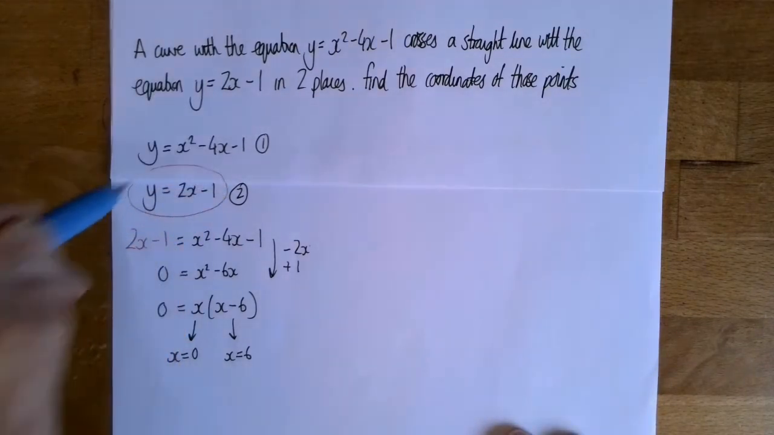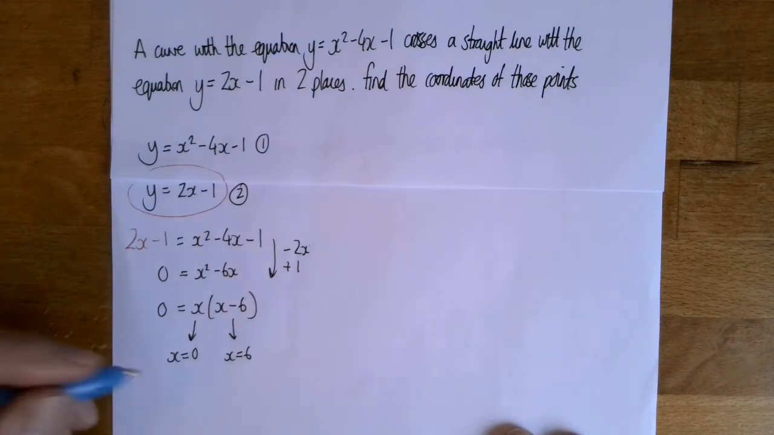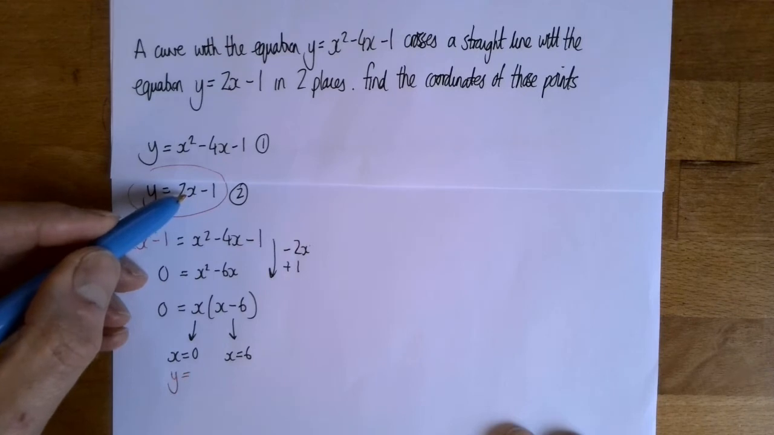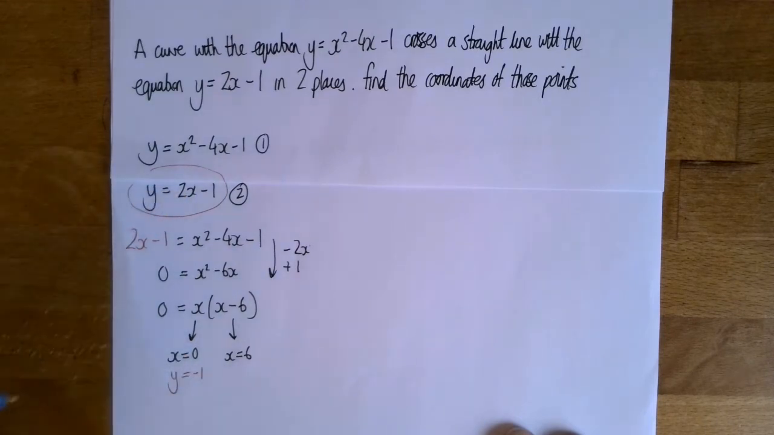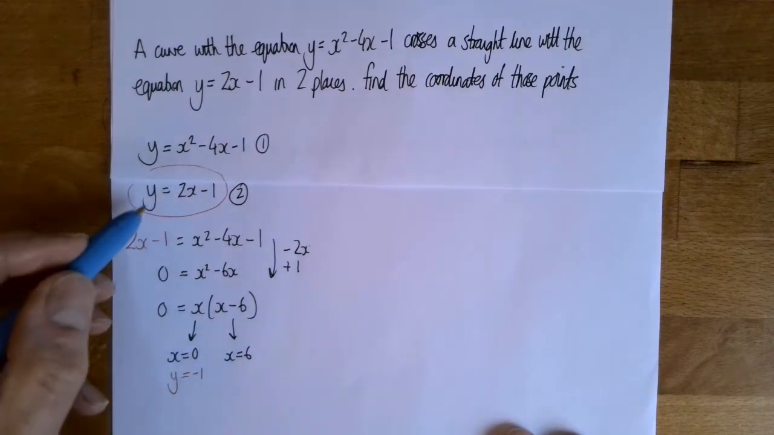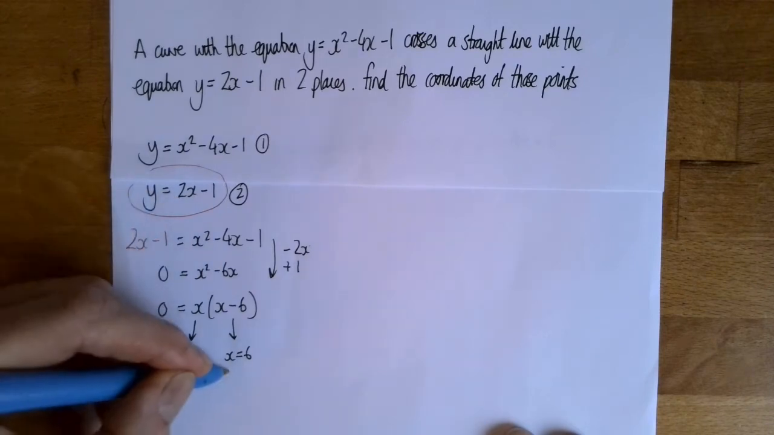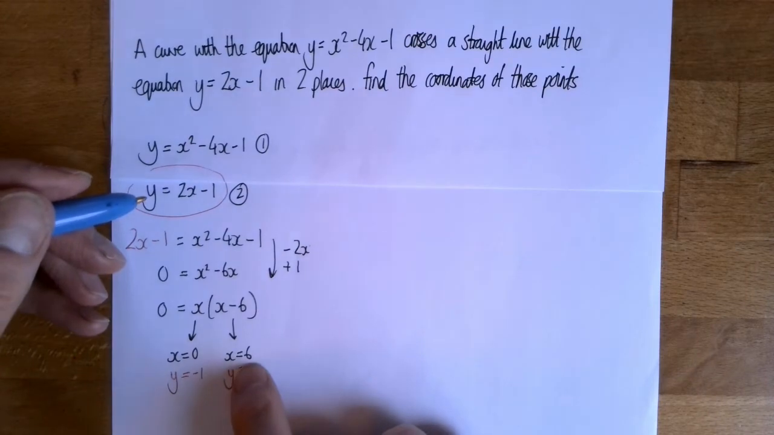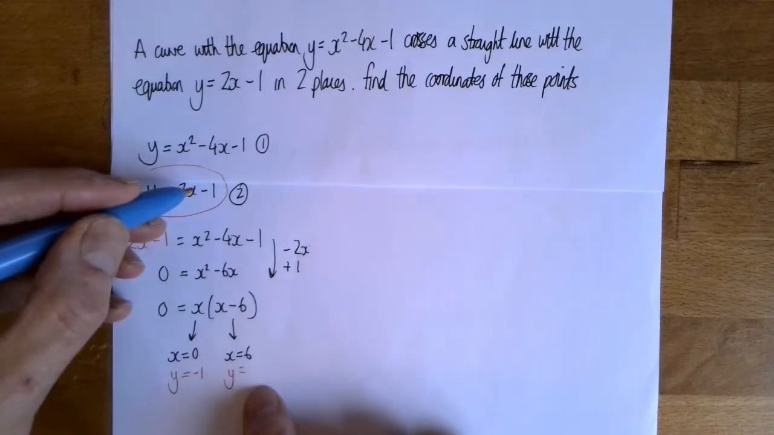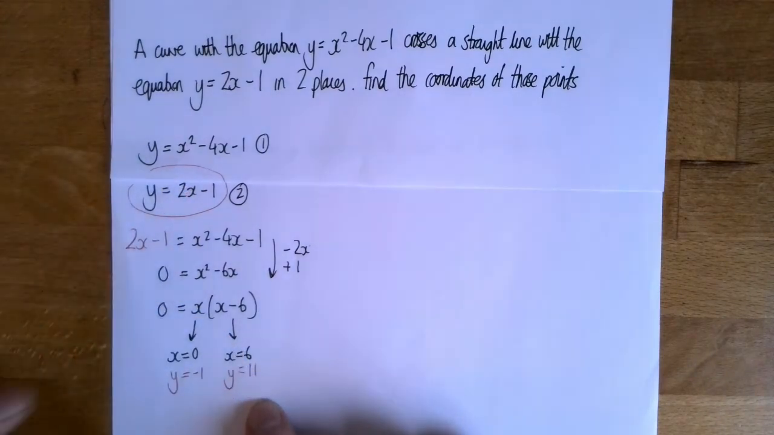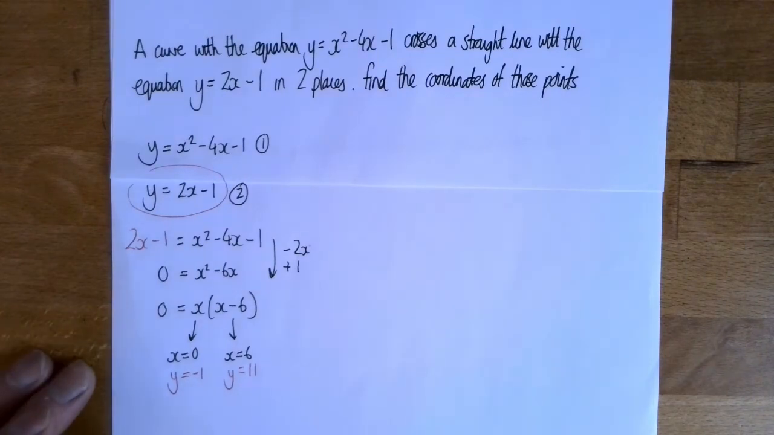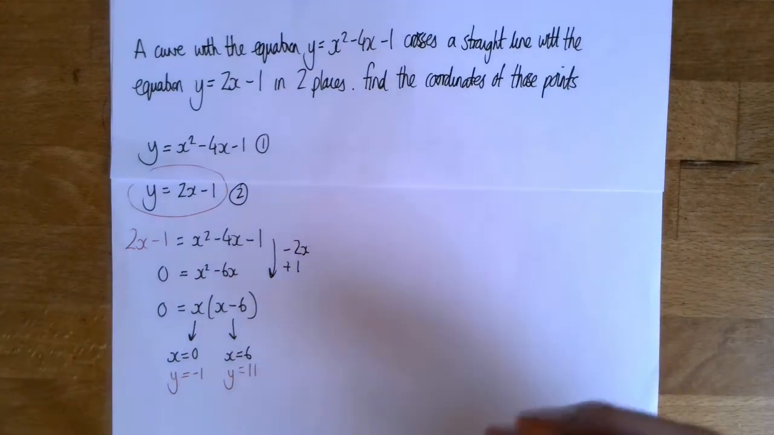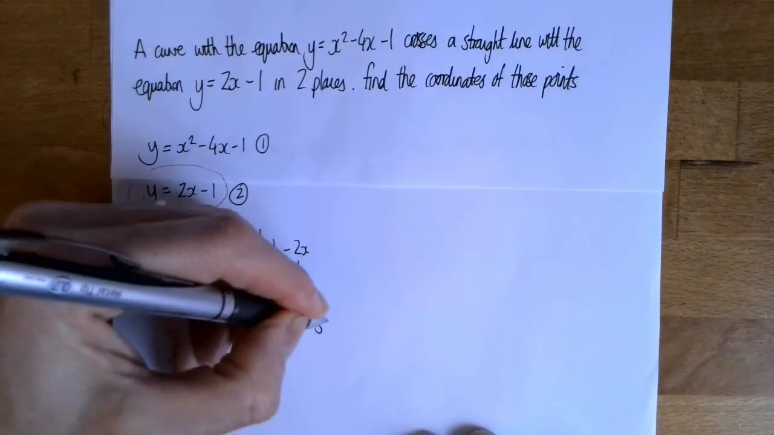Here we go. Y is equal to 2x minus 1, sorry. So when x is 0, 2 lots of nothing is nothing, take away 1. And when x is 6, 2 lots of 6, take away 1, is 11. Now, last week we were getting to that point of saying, right, that's our answer.